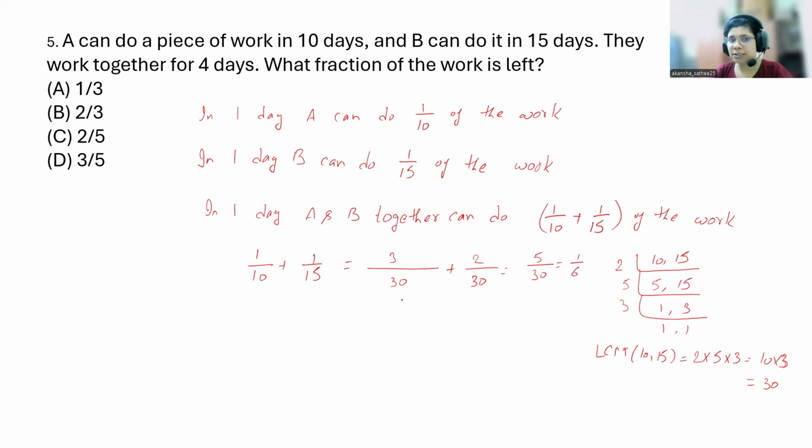So 1 by 6. So in 4 days, A and B together can do how much work? In 1 day they are doing 1 by 6. In 4 days they can do 4 by 6. Right? 4 by 6 of the work.